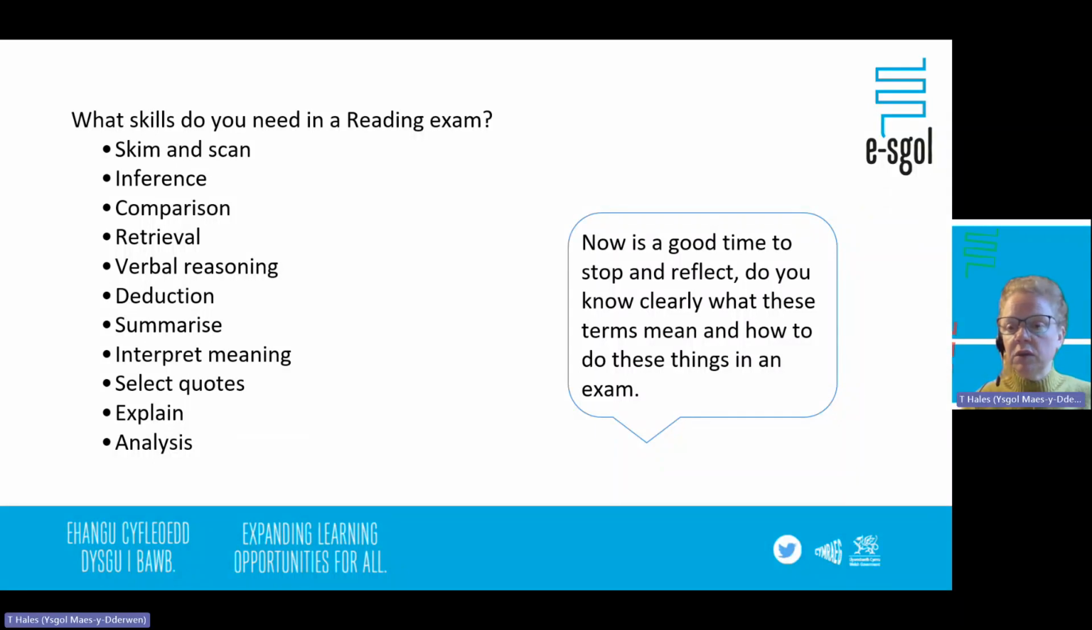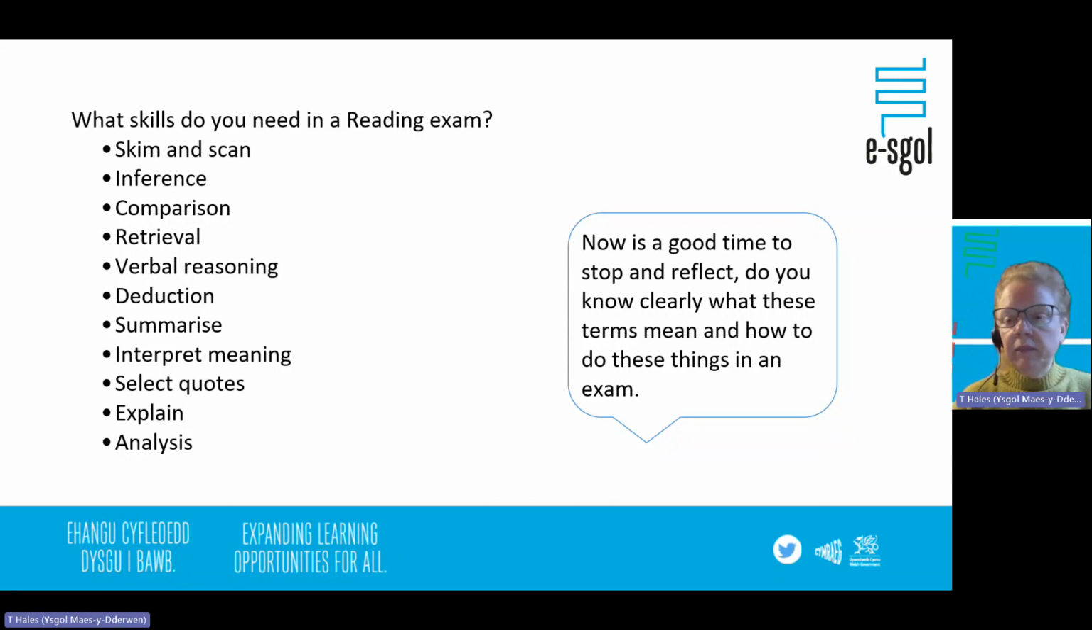Comparison, this is when you need to use all those comparison connectives that your teacher's been talking about. Retrieval, just bring back the information. Verbal reasoning are the ones which ask you about the meaning of a word and which are asking you to work it out in your head, to think it through. So verbal reasoning is when you're trying to talk through what a word means and using your common sense, basically.